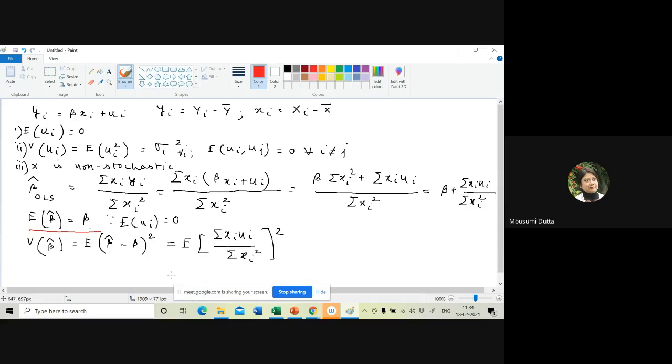Next, we will consider variance of beta hat. Please note down that expectation of beta hat is equal to beta, and this beta hat is nothing but OLS. And this implies, please add, in presence of heteroscedasticity, the OLS estimator is still unbiased.